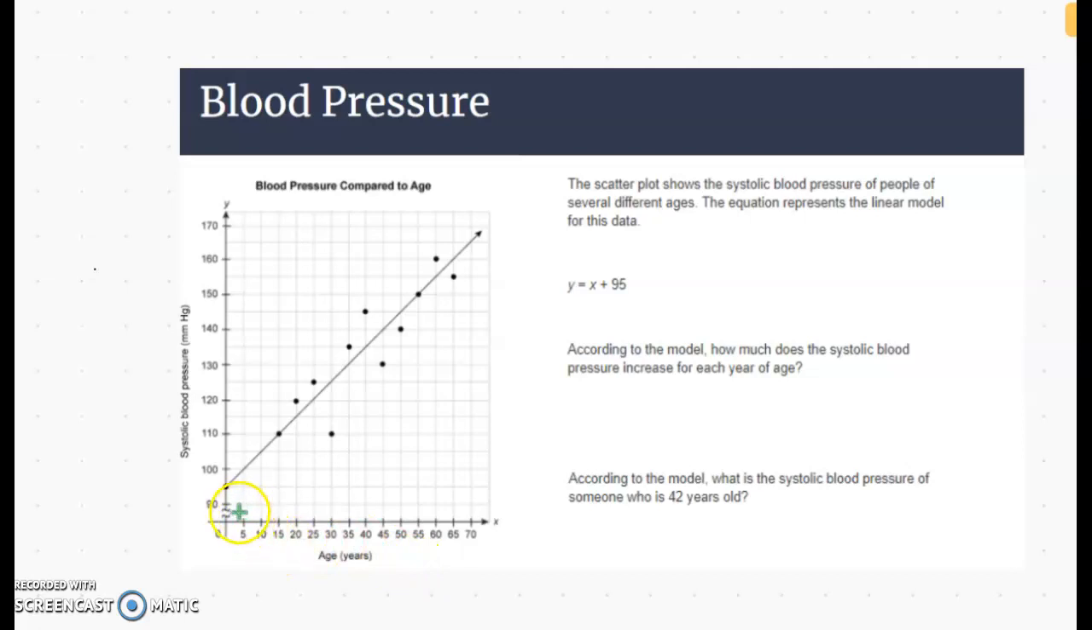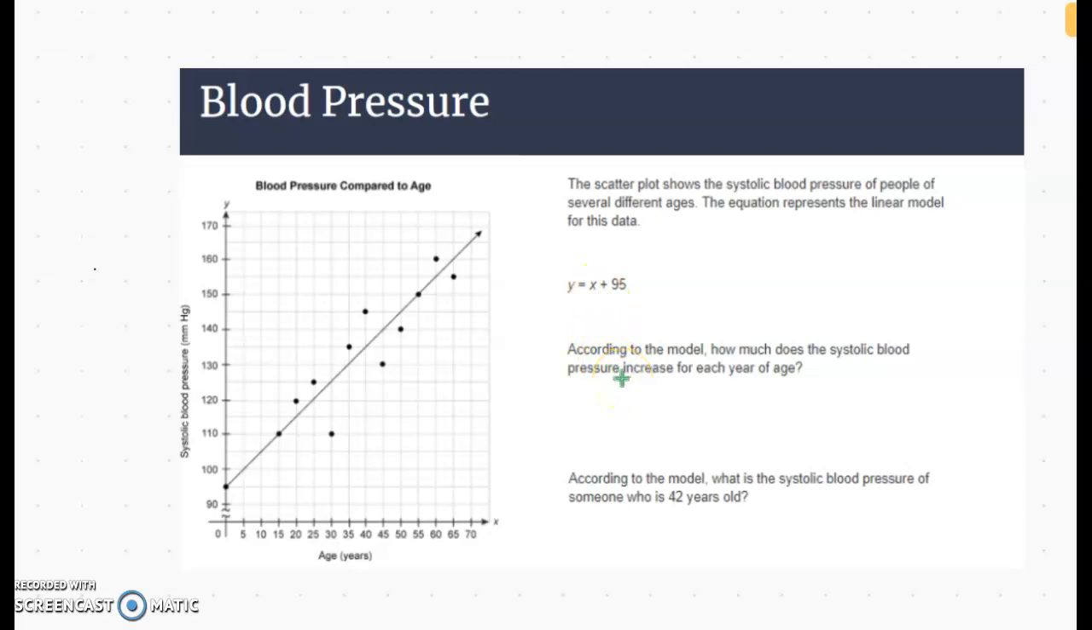And notice the little squiggly lines here, they're skipping a big range, and we start going from 0 and skipping all the way to 90. So the scatter plot shows the systolic blood pressure of people of several different ages. The equation represents the linear model for the data. It's y equals x plus 95, where x is the age in years.